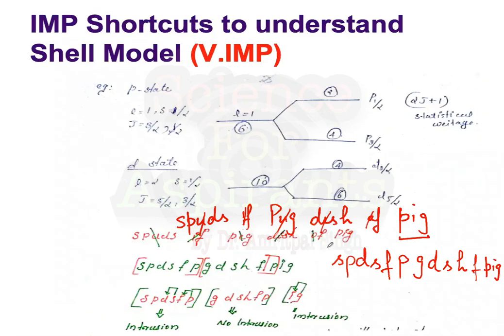So then you can make a group of 6. From this, I make a group of 6, and again I make a group of 6. In this first case, there will be an interunion between S and D and P and F. Then there will be no interunion, so you write it as it is, and again at the last there is an interunion between G and I.